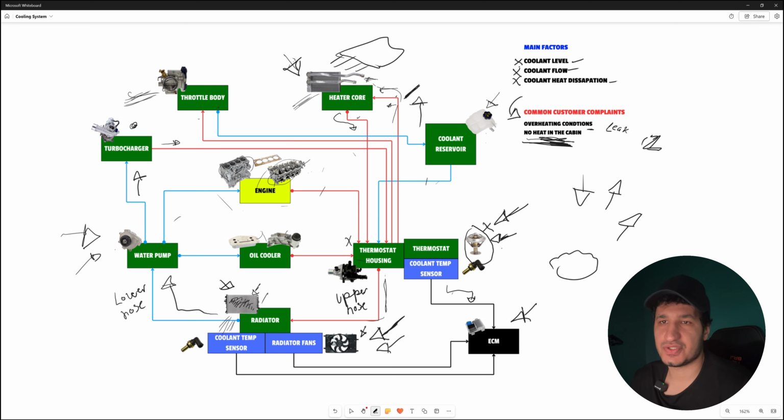And then the second issue is going to be air bubbles.